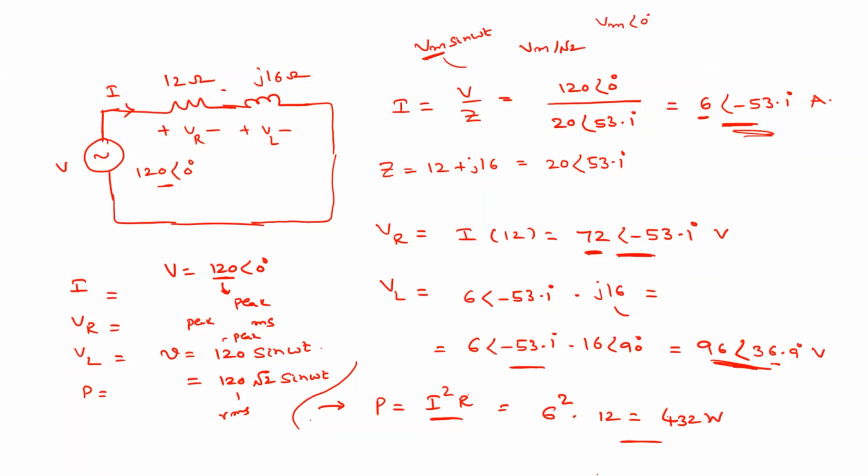Sir, how to calculate the angle 53.1 degrees? This is polar to complex, right? The magnitude is the square root of 12 squared plus 16 squared, and the angle is tan inverse of 16 by 12. 16 by 12 is 3.